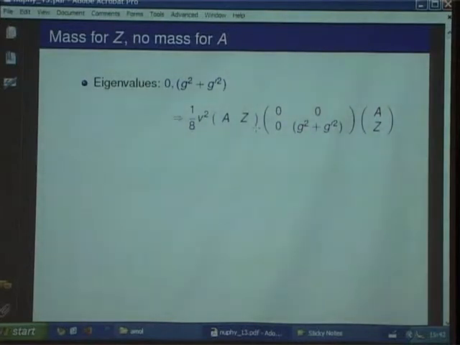Right now there's no definition of A and Z. I haven't told you what A is, I haven't told you what Z is. So the one with 0 eigenvalue I call A, and the one with the other finite eigenvalue I call Z. That's just my definition. Can you tell me the mixing angle for this?